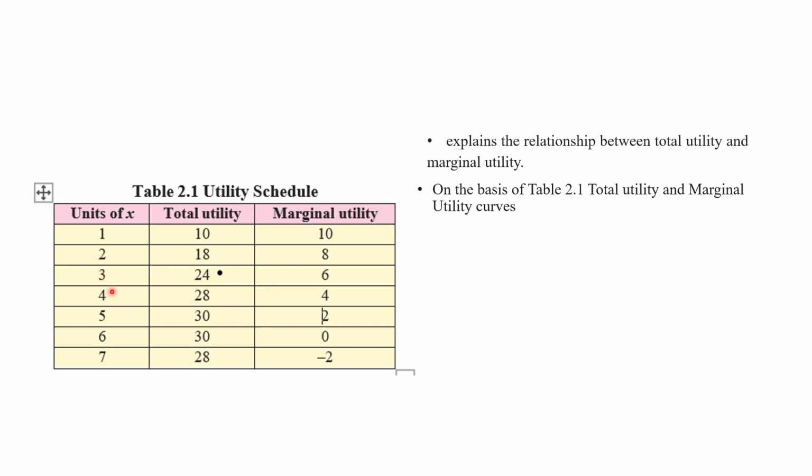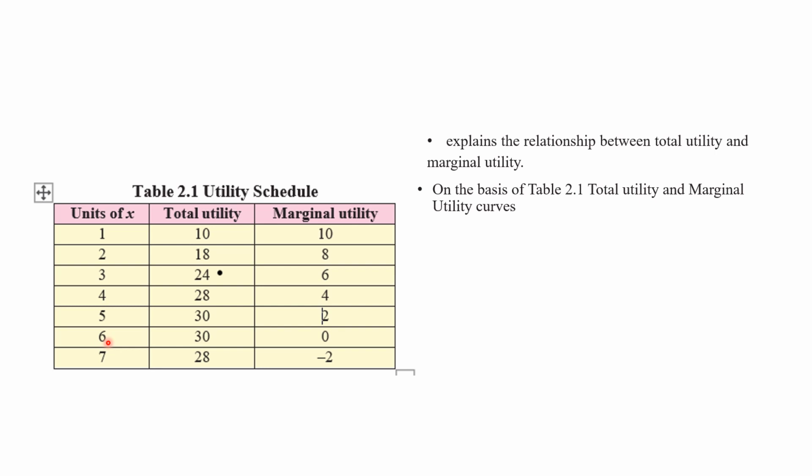When you're consuming the third apple, the total utility is 24. And the marginal utility, how much addition you made to get 24, is 6. After that, when you're consuming four apples, the total utility is 28, and the marginal utility, how much more you added, is 4. And at the fifth apple, when I am consuming 5 apples, my total utility is 30, and the addition I made to get this 30 is 2.